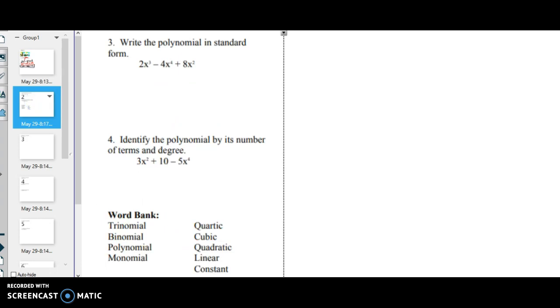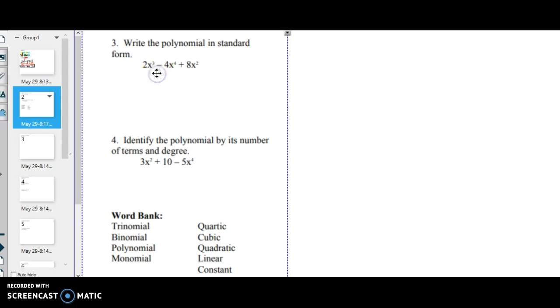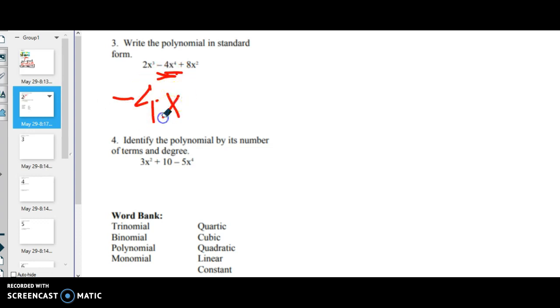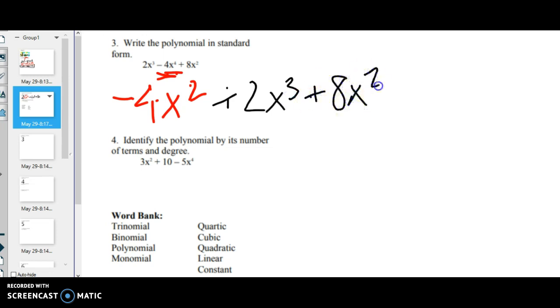What happens next? Write the polynomial in standard form. What that means is you're just going to take all of the exponents and you're going to get them into the right order. So you're going to start biggest to smallest. So when I look here, do you see how the 4x to the 4th is first? Negative 4x to the 4th. Then what comes next? The 2x to the 3rd. So I've got 2x to the 3rd. And last, I've got 8x squared. So all you're doing is putting that in order.